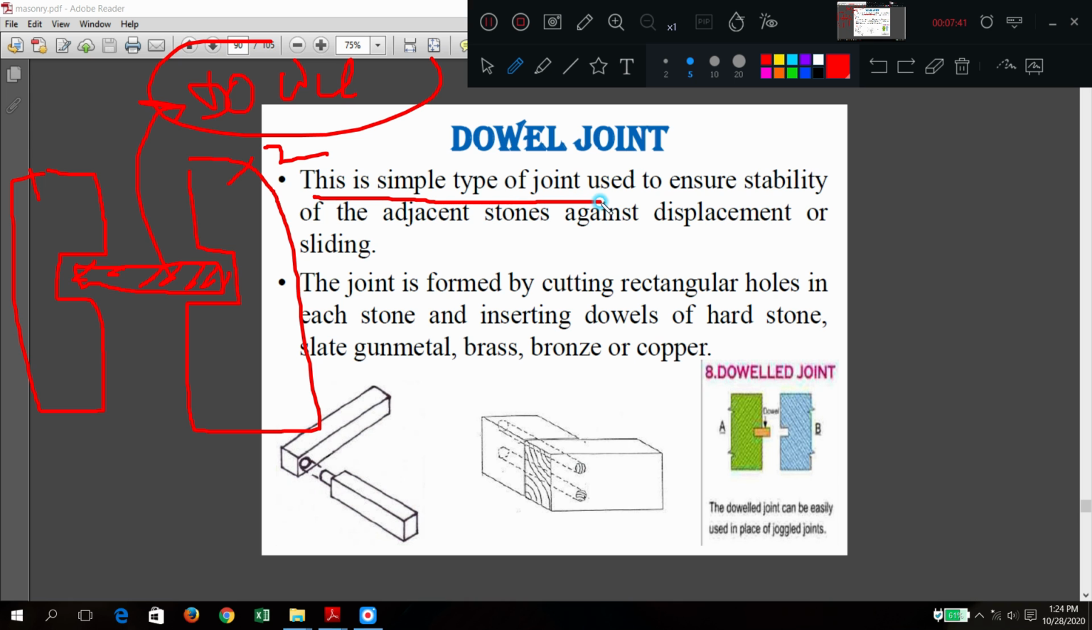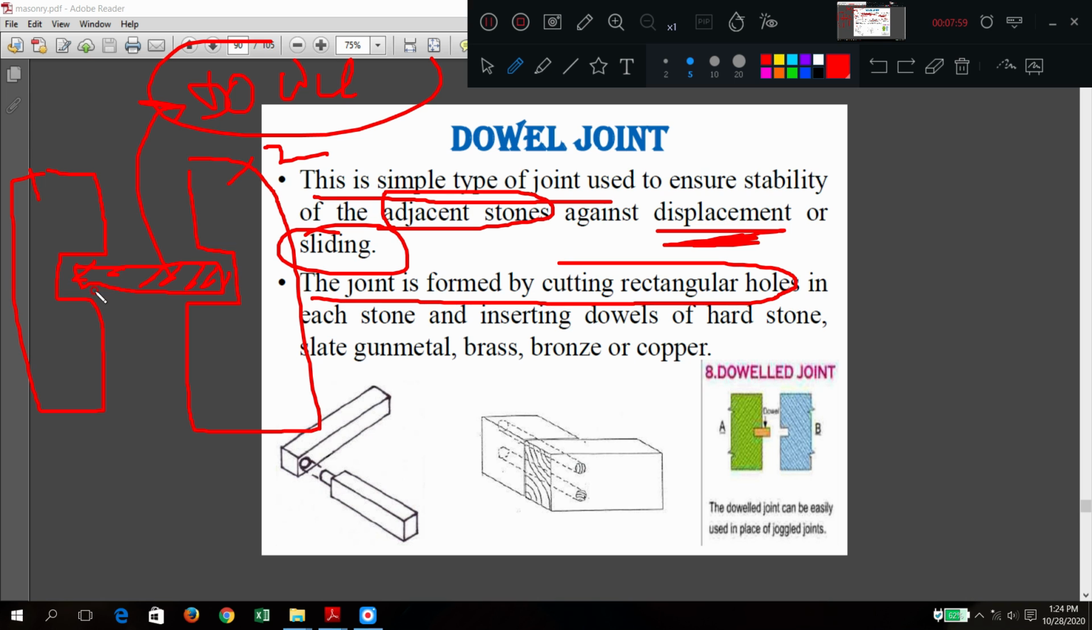This is a simple type of joint for stability purposes. What stability? Displacement stability, sliding stability. These things will not slide now. After fixing this dowel, these things will not slide. So what they are telling is the joint is formed by cutting rectangular holes. I have shown you one rectangular hole, one rectangular stone, and inserting what?